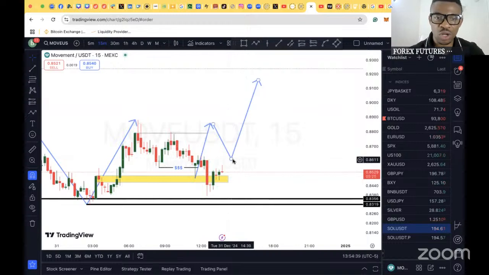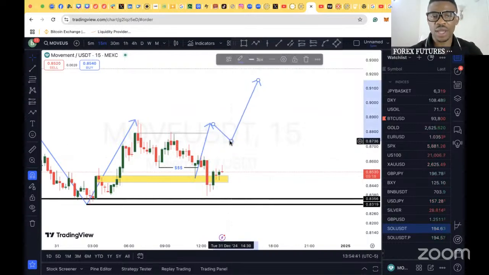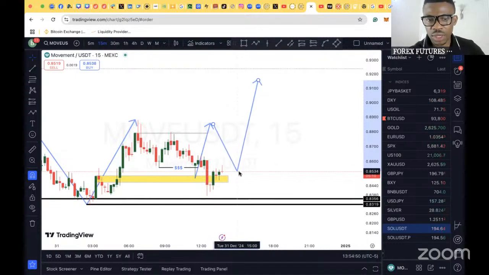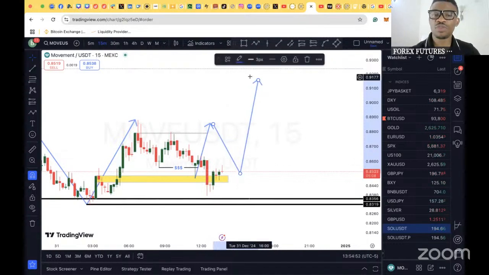Sometimes the move may not come that low. It may just stop here and go. Sometimes you just stop here and go. Sometimes you don't even stop, you just do like this and start going. Sometimes you can even come lower, like a W, before it goes.